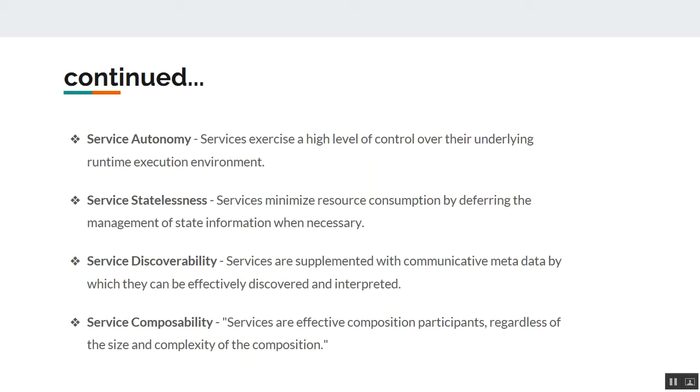The next principle is service statelessness. State data management actually consumes a lot of system resources and can result in a significant resource burden when multiple instances of the same services are invoked concurrently.